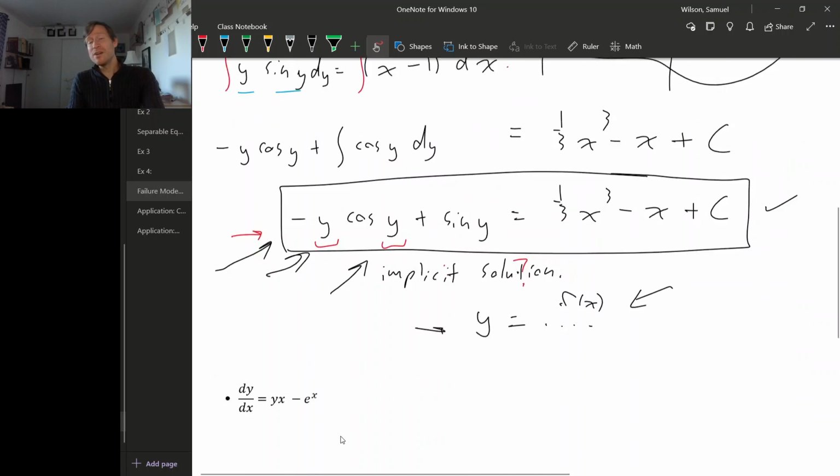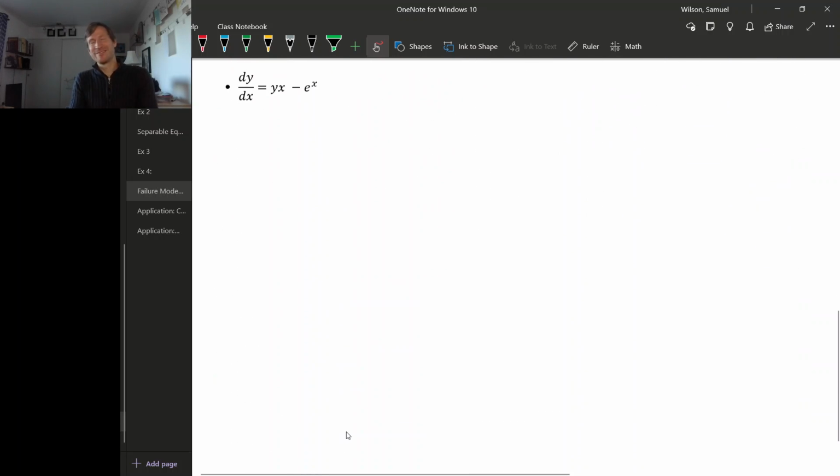Okay, there's one other way that it's sort of common for this separable equation idea to fail, and here's an example. So dy/dx equals y times x minus e to the x, and so our first job is to separate by multiplying or dividing. But if you look at this differential equation, the right-hand side here isn't a function of x times a function of y.